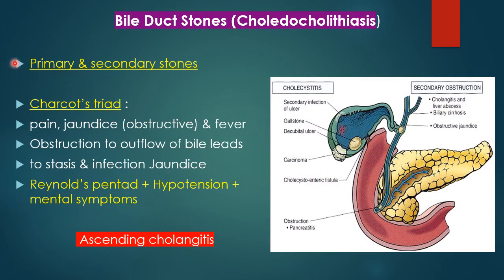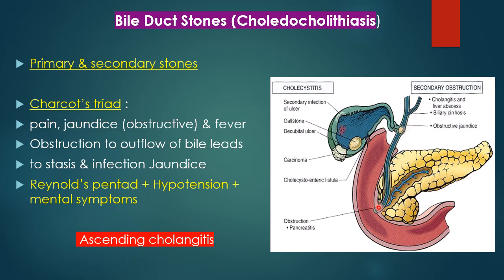Next we come to bile duct stones, or choledocholithiasis. In bile duct stones, the stones can be either primary or secondary. Primary, the stone forms within the bile duct itself, and secondary, it comes from the gallbladder. So look at this picture here. This is the gallbladder with the stone, and this is the bile duct, common hepatic and common bile ducts.